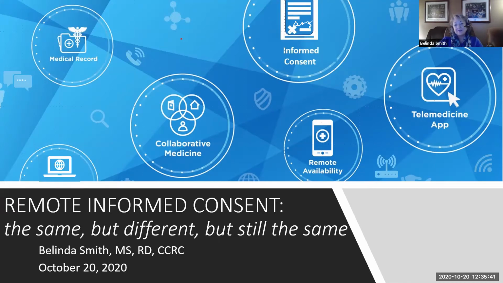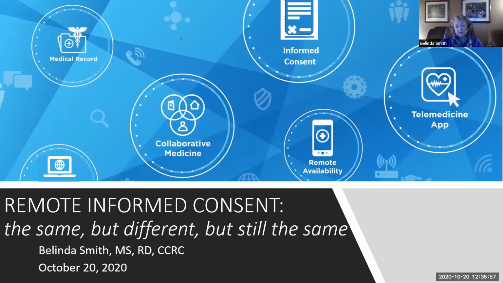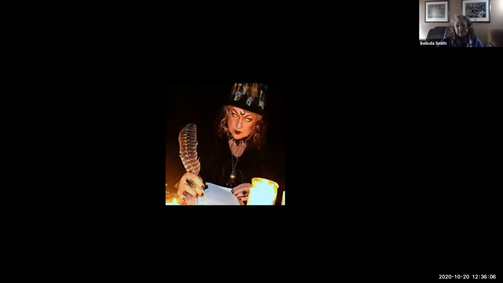So today I'm going to approach this through looking at remote informed consent, both as being similar and the same, as well as different, but still the same. For you all that are familiar or know me personally, you know that sometimes during this month, that is how I can be a little bit the same, but somewhat different. And don't be too scared because basically I'm still the same.